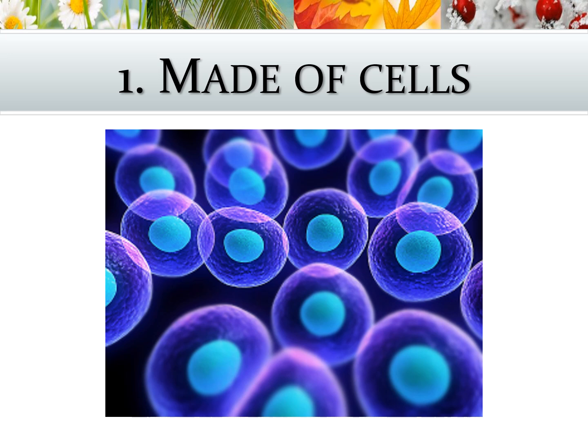First characteristic of life is that organisms are made of cells. A cell can be defined as the basic building block of life. Some organisms are unicellular, or made of one cell, while others are multicellular, or made of many cells.